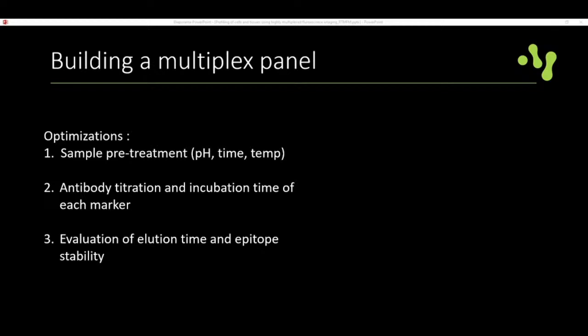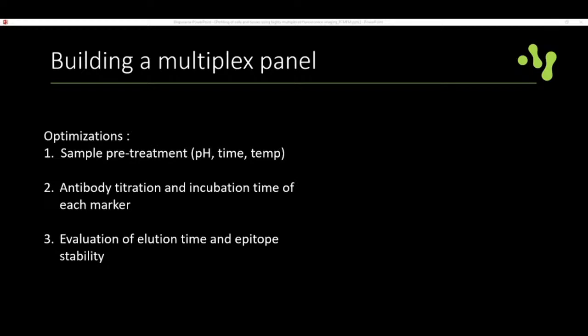And then after doing that, there is a titration of all of the antibodies that you want to include in the panel. This is, of course, the concentration of the antibody, but we can also play with the incubation time of each of the markers. After that, we also need to evaluate the elution time and the epitope stability. If you remember the setup of this, we would have several cycles of adding antibodies and then eluting the antibodies with this low pH and heat.